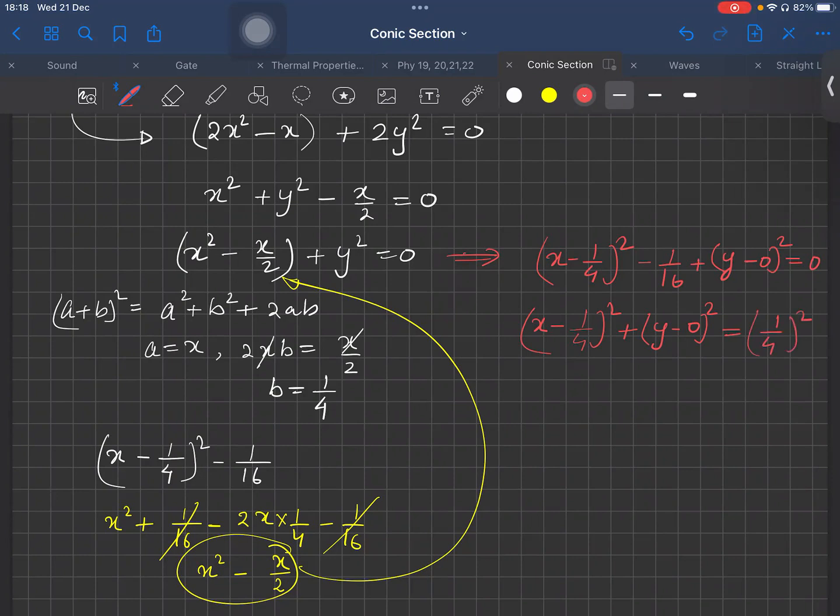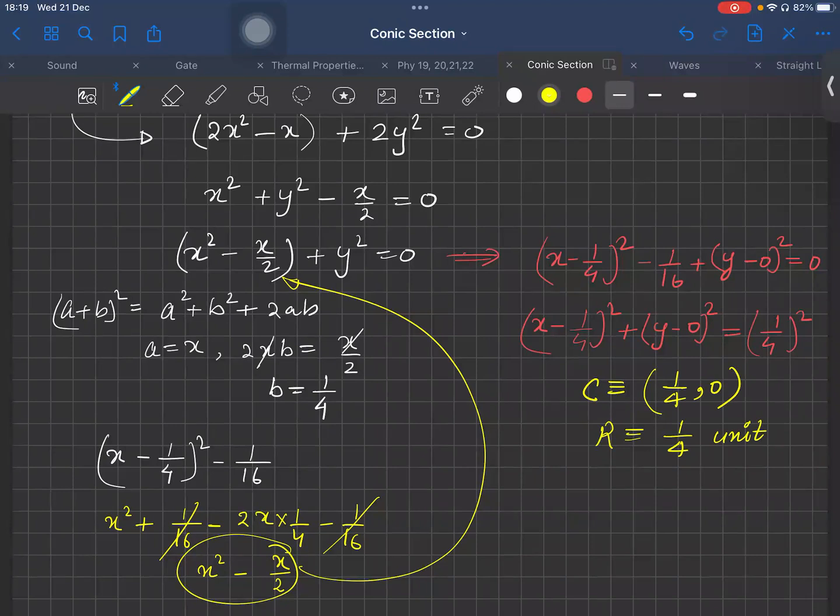Yes. So what will be its center? Center will be how much? Where is the center? Okay. Center is on x-axis. All right. And radius is how much? 1 by 4 unit. Yes or no? Is anyone having doubt? How will we reach this part?